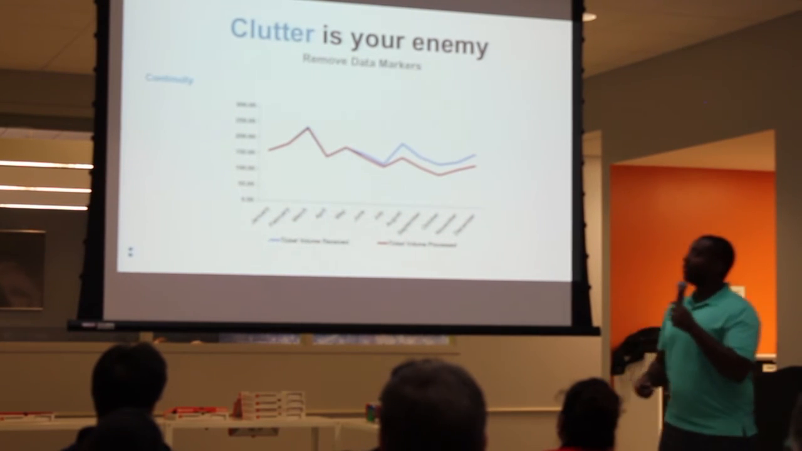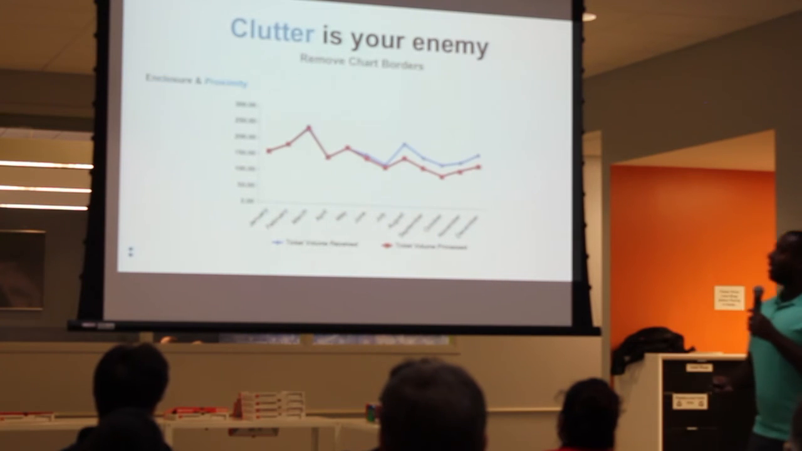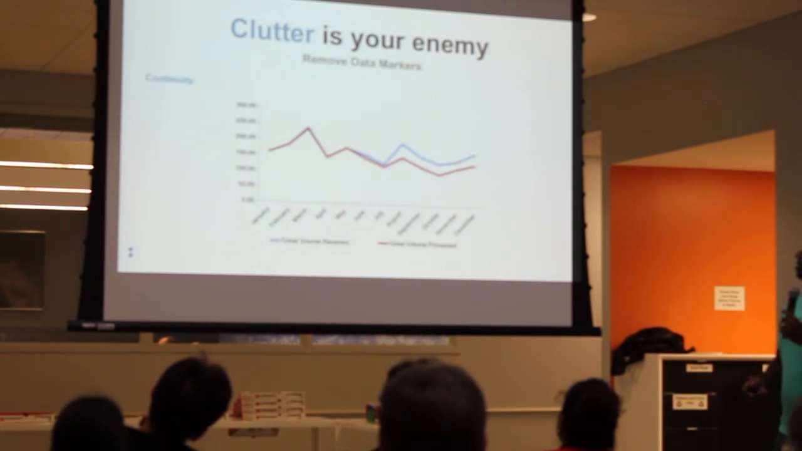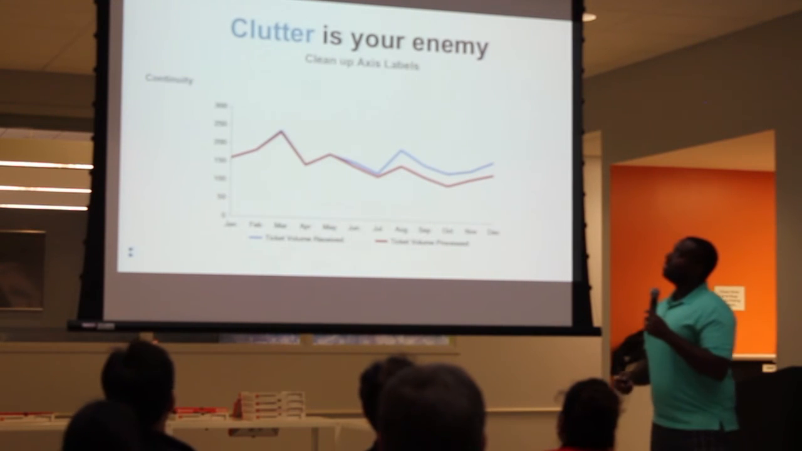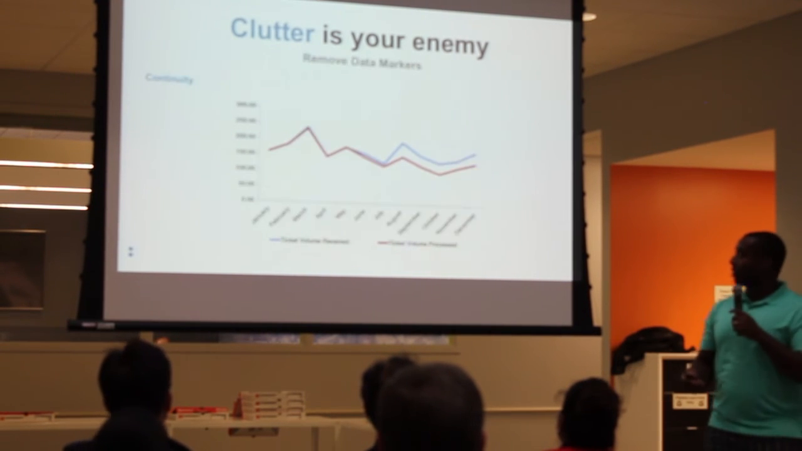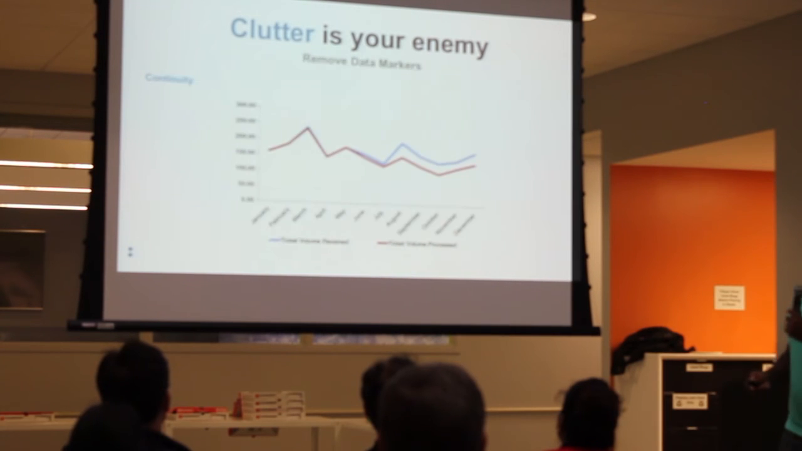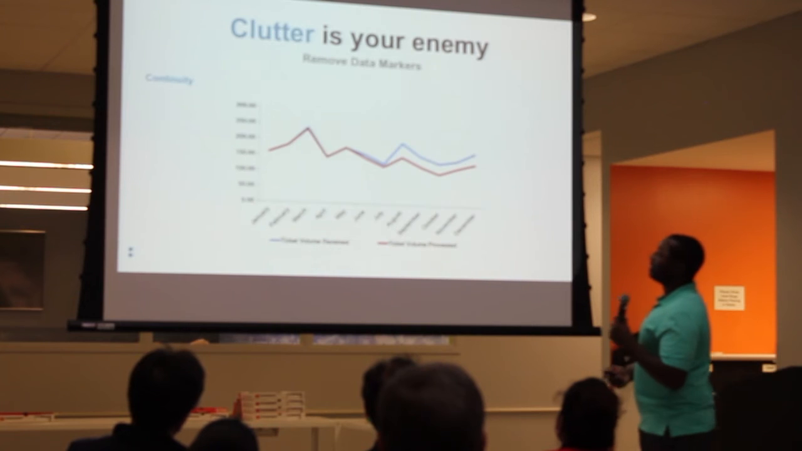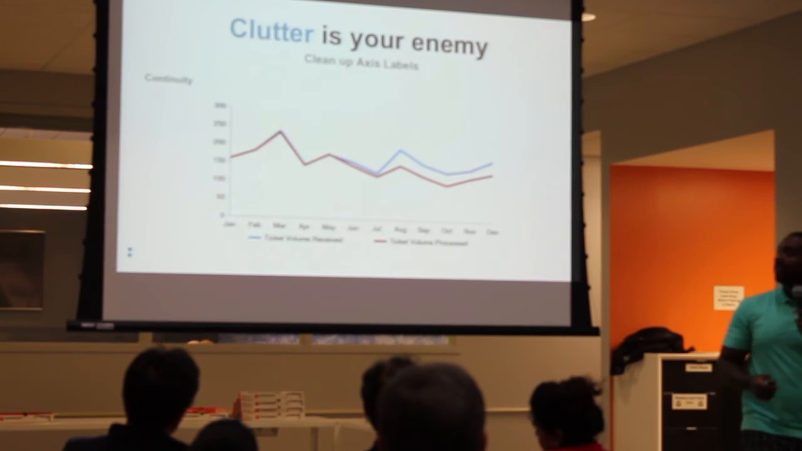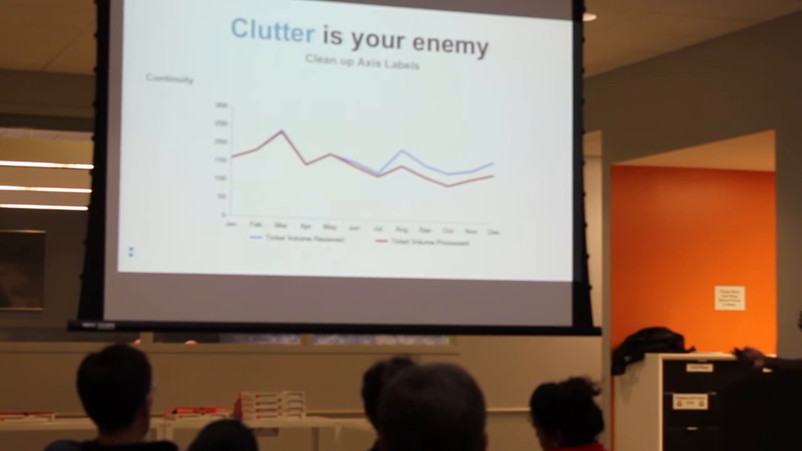Next up, remove the data markers, where they weren't adding any extra meaning. It didn't help me understand it. Now let's clean up the axis labels. The text is now horizontal, it's easier for me to read, and we abbreviate it. We still understand very quickly what's going on.